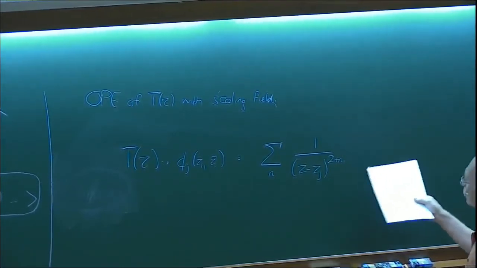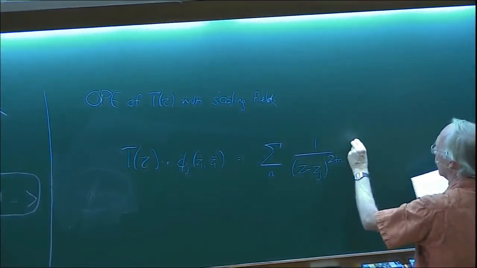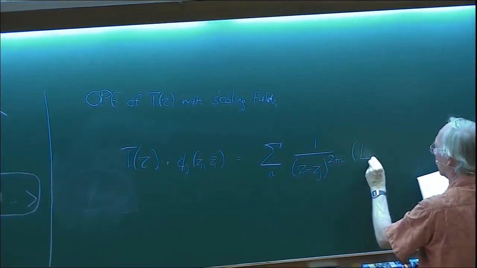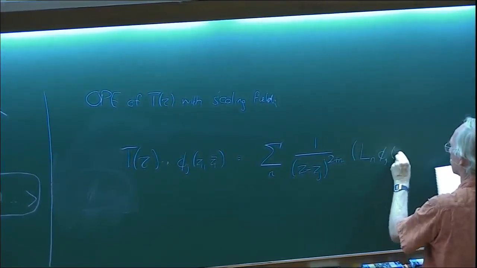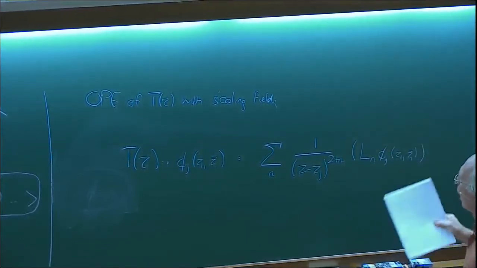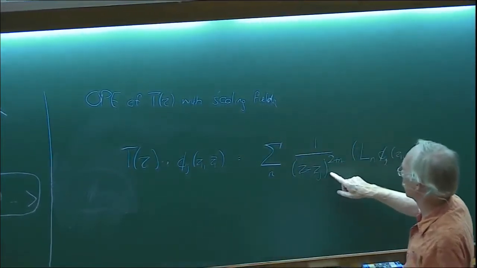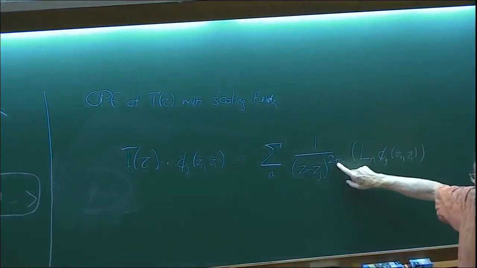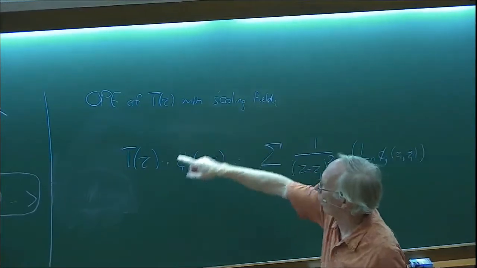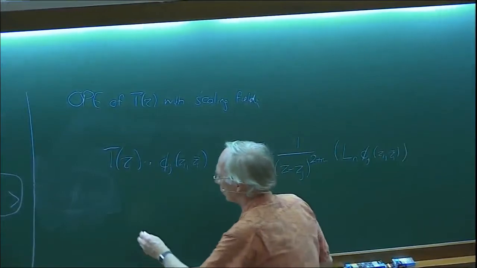The reason that I put 2 plus n there is just convention. And then there are going to be other operators here, which I'm just going to call ln phi j at point C1 bar. So I know that the OPE is going to have this form. It can't have fractional powers because when I take T around this, I have to get back to the same value.